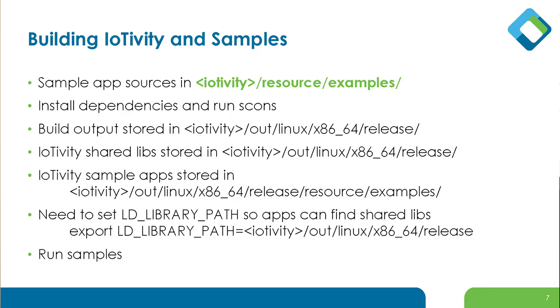IoTivity sample applications are located under resource/examples. And IoTivity uses SCons as a build system. When you go through the README, you can look at a few steps where you need to install a few dependencies, which could be standard packages on your Linux distribution. And then you'd run scons. Build output is usually stored in out/linux/x86_64/release. And IoTivity shared libraries, that is .so files, are located immediately under that path.